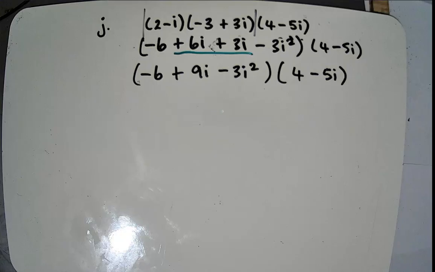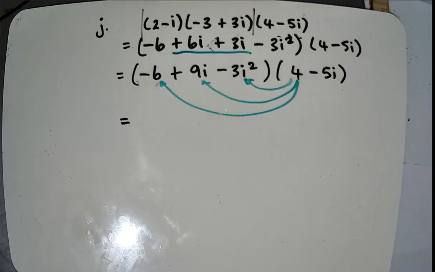So the first step here will be minus 6 times 4. Okay, then we'll have to say 4 times plus 9i. 4 times minus 3i squared. So multiplying the first one, we'll get minus 24. So minus 6 times 4 is minus 24. Plus 9i times 4 is plus 36i. Then we have minus 3i squared times 4 will give us minus 12i squared. All that is in the first bracket.